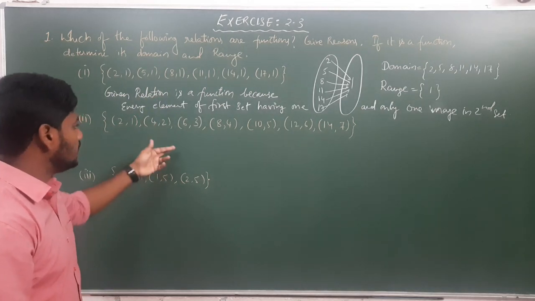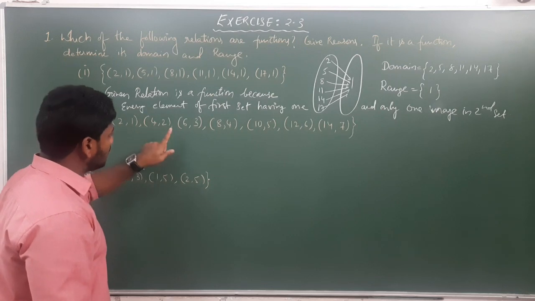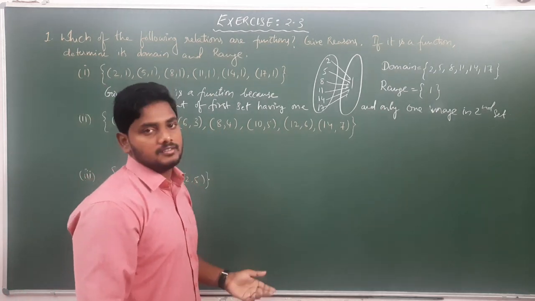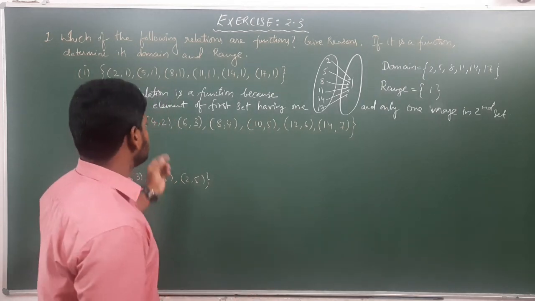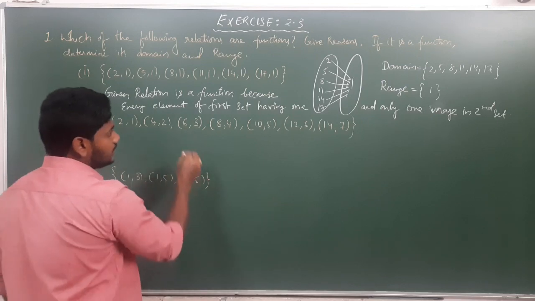So the second and third you can identify. 2 having only one image, 4 having only one, 6 having only one, 8, 10, 12, 14. If you draw an arrow diagram, it represents only one arrow. So therefore, it is a function.